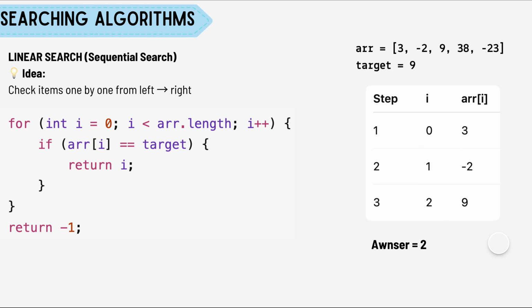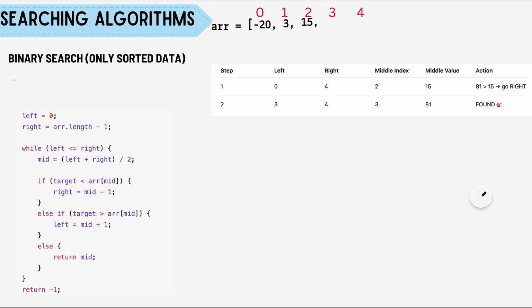And then there are searching algorithms that find a target. Linear search is where it goes one by one. So first it checks 9, 3, negative 2, and 9. And since it found 9, it's going to give the index of 9, which is 2.